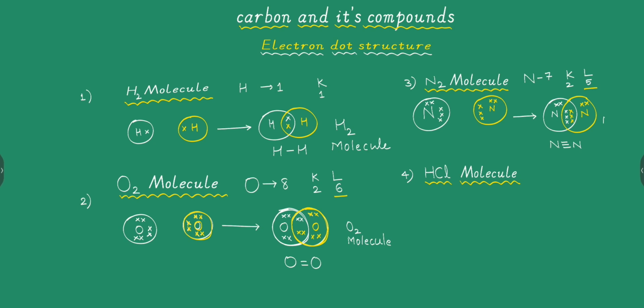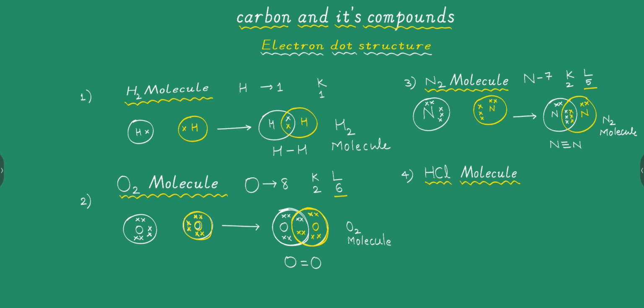In this way the nitrogen molecule will be formed. So next, all these are H2, O2, N2, between hydrogen and hydrogen, oxygen and oxygen, nitrogen and nitrogen. Here is one more example. Here is a covalent bond between hydrogen and chlorine, the HCl molecule.